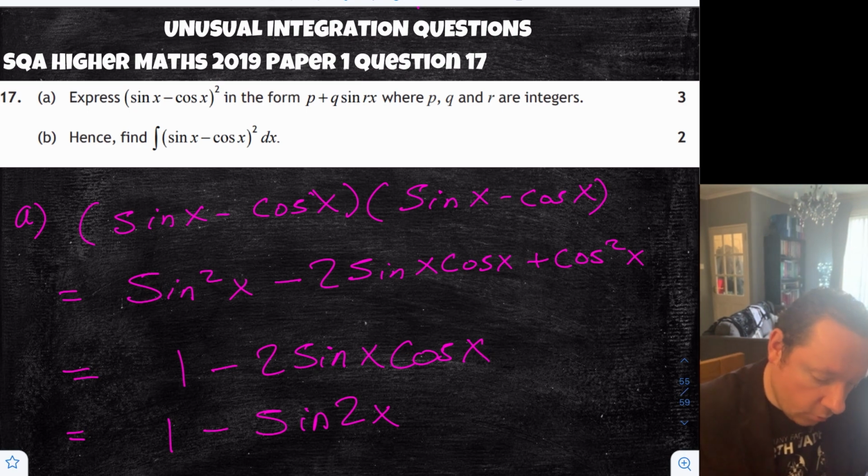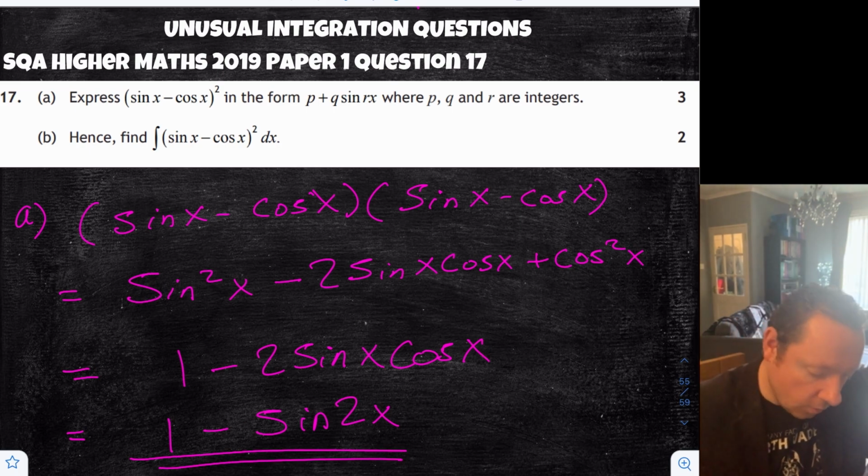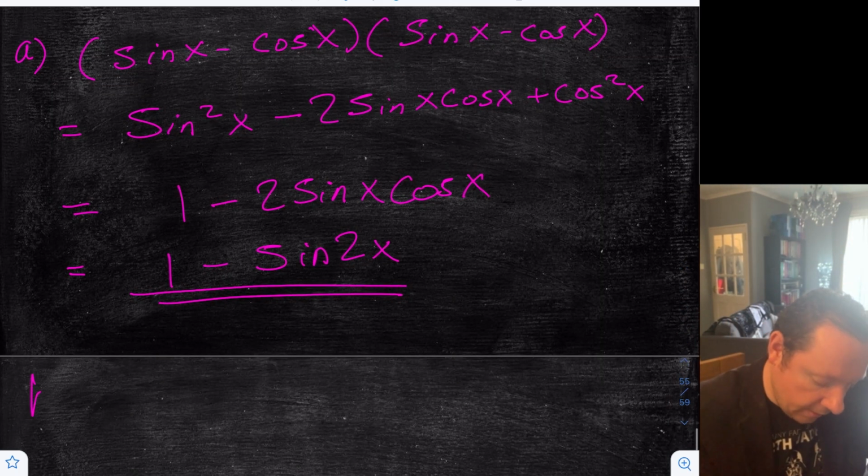Have we got it in that form? Well, p is 1. q is just 1 or minus 1. And r is just 2. So yeah, we're done. Hence, find the integral of that. So that means for part B, we can do the integral of 1 minus sin 2x dx, and that's just the chain rule.